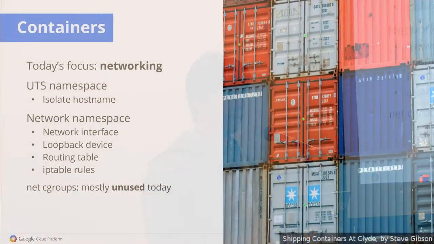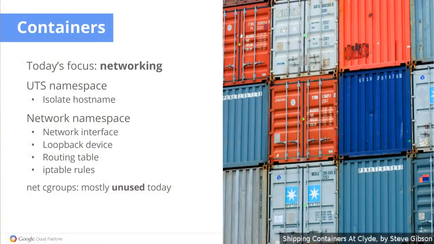There are three big aspects of networking when it comes to containers. Two are namespaces: UTS, primarily doing hostname isolation, and the network namespace, which gives you literally an entire network stack available to you, and you can customize it however you like. The third one is the cgroup, the net cgroups. We don't really talk much about those today because they're not particularly used in the things that I'll be talking about. There are certain applications that do use them. We do use them in Google. But a lot of the open source stuff that we'll be talking about don't use it yet.